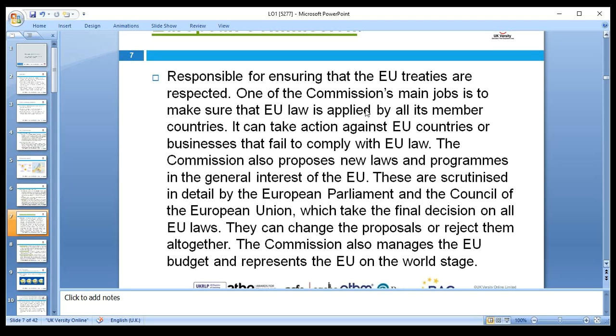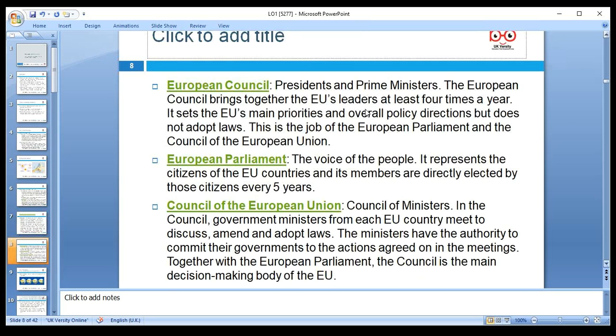The Commission also proposes laws. Then the Council of the European Union takes the final decision on all EU laws. It can change the proposals or reject them altogether, and represents the EU on the world stage. That's the key objective.